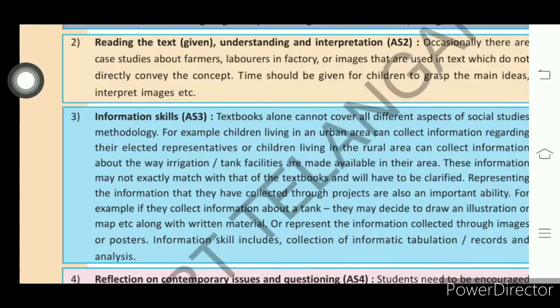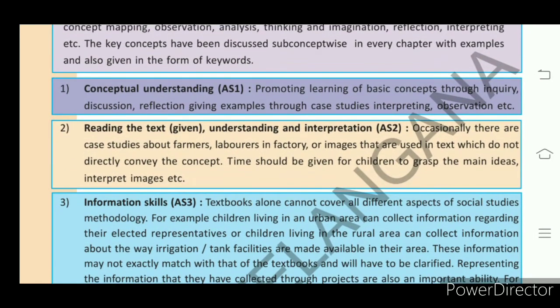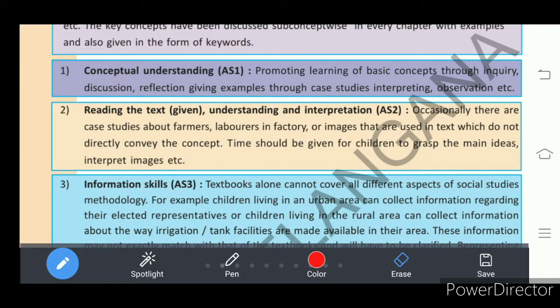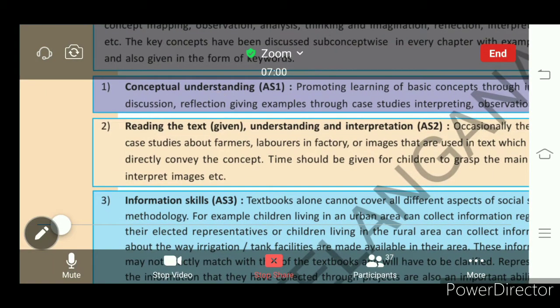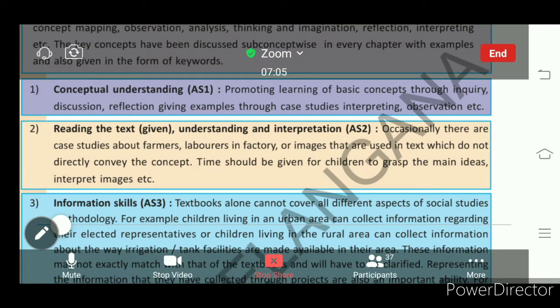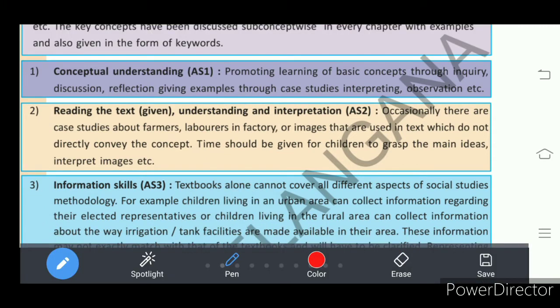Students, let me recall the academic standards we have. We have 6 academic standards. In that, we have completed 2 academic standards. One is conceptual understanding, and the other is reading the text given, that we also completed.